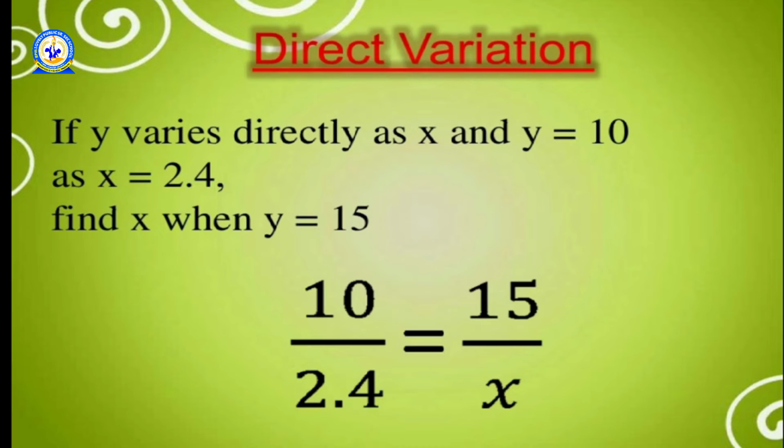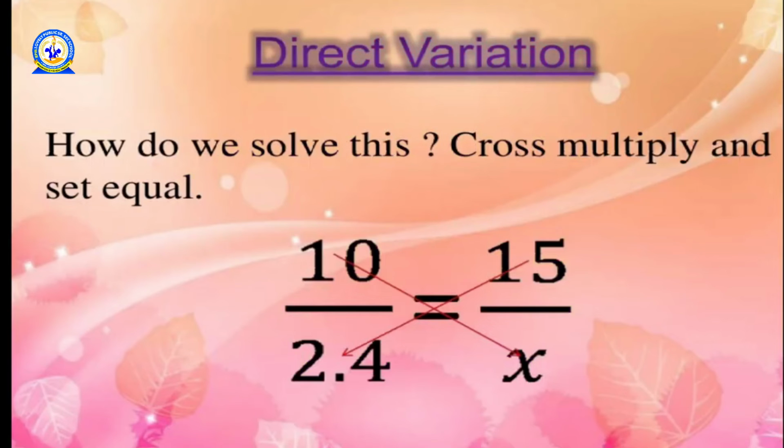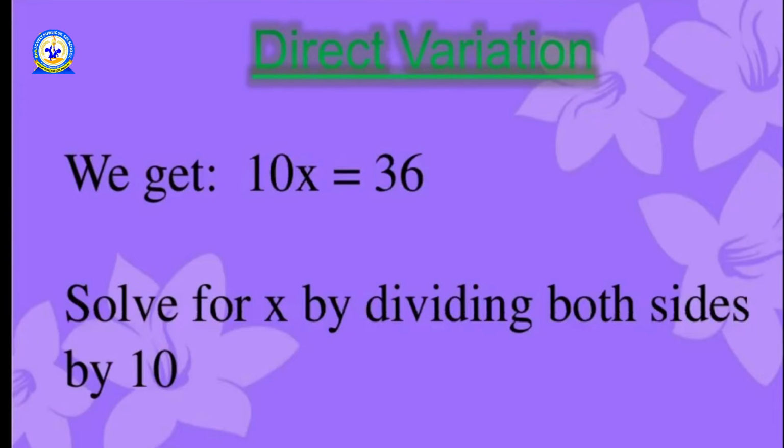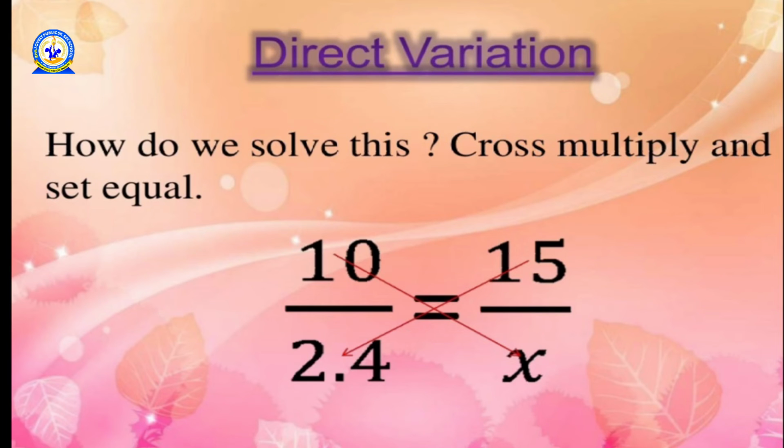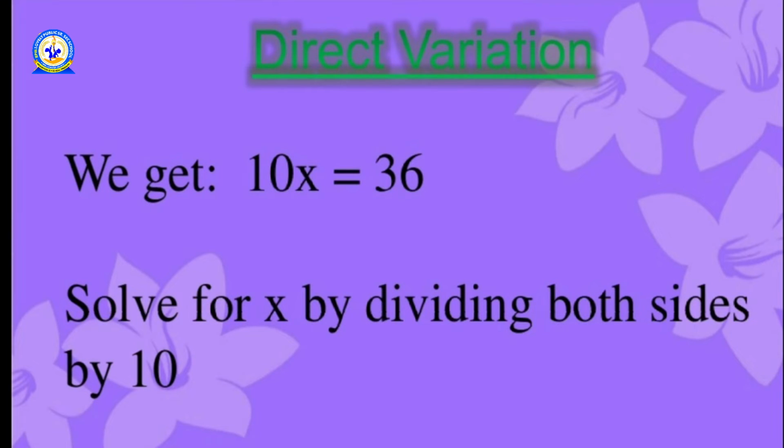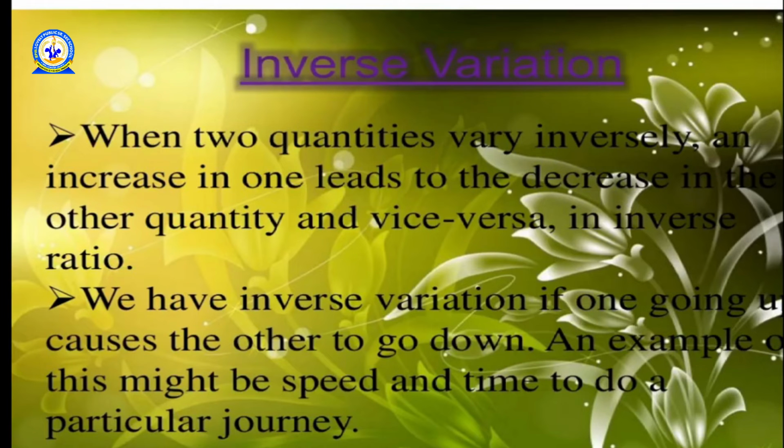So we will put in their values. By cross multiplying, we will find the value of x. How do we solve? By cross multiplying and setting as equal. Now, when we multiply 10 by x, that is equal to 10x, and when we multiply 15 into 2.4, that is equal to 36. Solve for x by dividing both sides by 10.